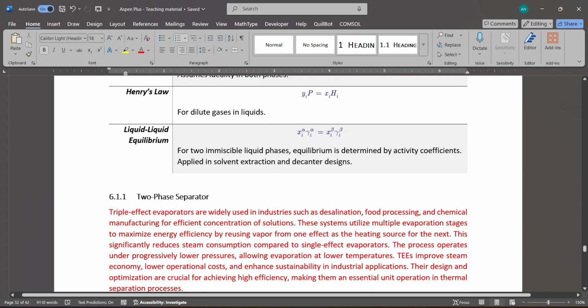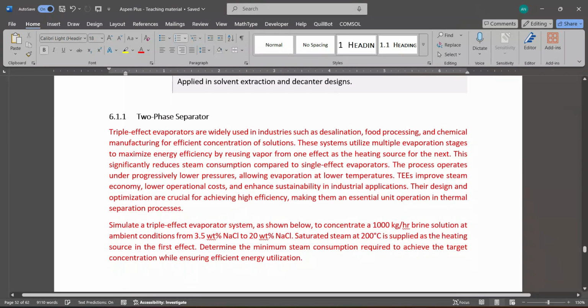The first case study is related to two-phase separators, where we will simulate a multi-effect evaporator, specifically a triple effect evaporator. The triple effect evaporator is one of my favorite subjects while considering phase separation. For this specific case study, the problem is to simulate a triple effect evaporator system. The schematic is shown in the image below.